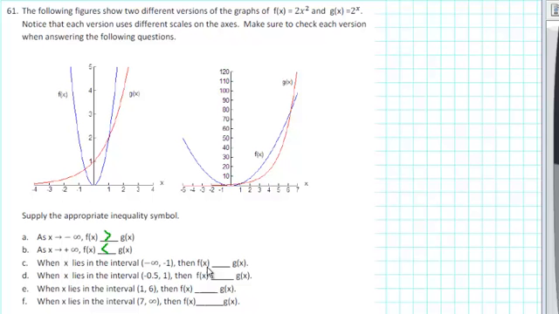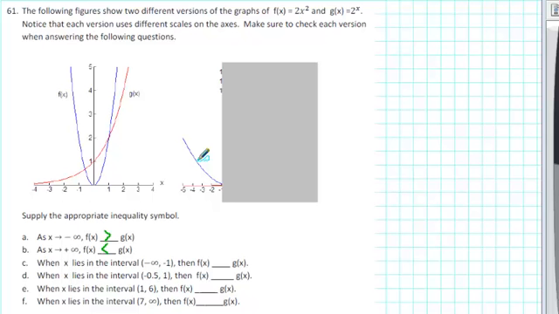For part C, we need to determine whether f of x is less than g of x or f of x is greater than g of x when x lies in the interval from negative infinity to -1. The interval from negative infinity to -1 is the interval to the left of x equals -1. So we want to select the figure that allows us to compare the two functions to the left of x equals -1. I'm going to select the second figure. To the left of -1, we see that the blue graph is above the red graph. In other words, f of x is greater than g of x.